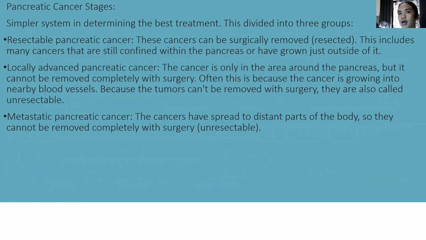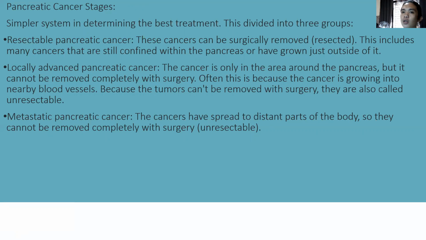So this is the other of the cancer stages. These are the simpler systems that determine the best treatment. These are divided into three groups. First one is resectable pancreas cancer. These cancers can be surgically removed. This includes many cancers that are still confined within the pancreas or have gone just outside of it.